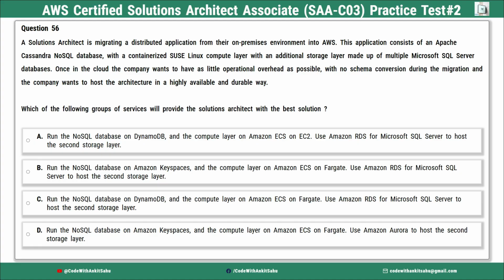Question 56. A solutions architect is migrating a distributed application from their on-premises environment into AWS. This application consists of an Apache Cassandra NoSQL database, with a containerized SUSE Linux compute layer with an additional storage layer made up of multiple Microsoft SQL Server databases.